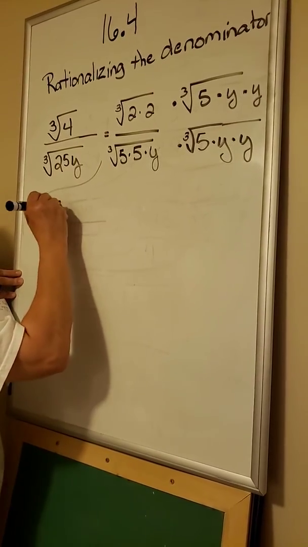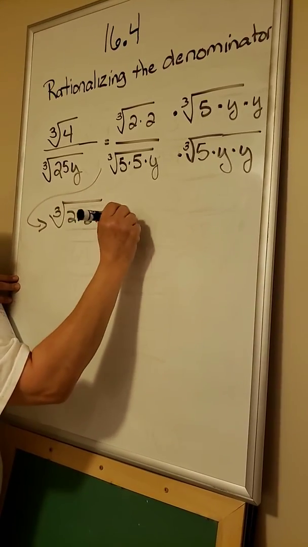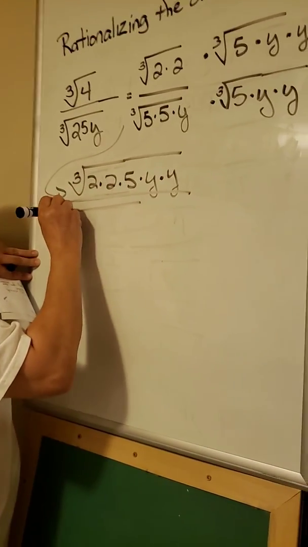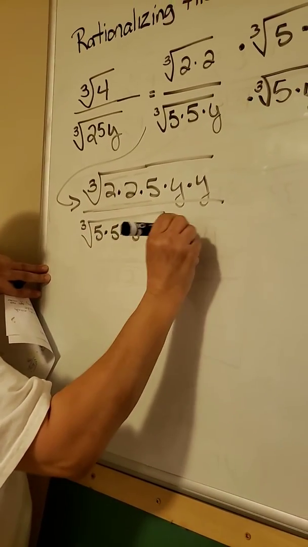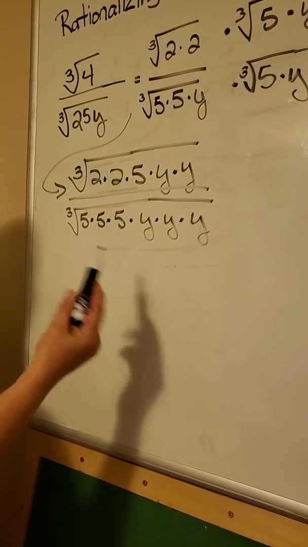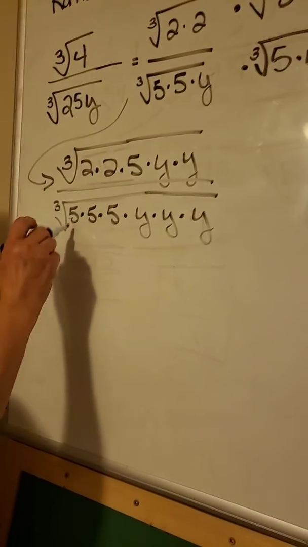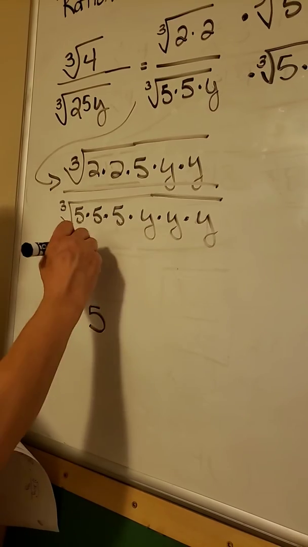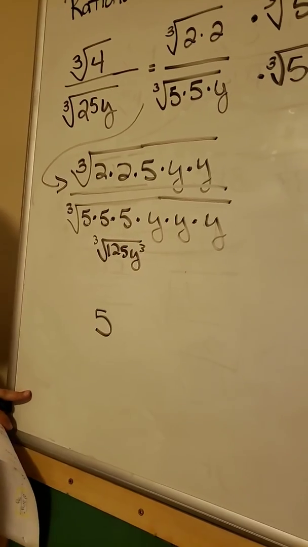So up on top, I'm going to have radical 2 times 5 times y over 5, y. Okay, so you don't even have to worry about 5 times 5 is 25, times 5 is 125. You can just go, oh, look, I have 3. 1, 2, 3. So I know that that's going to simplify into 5. Or if you want to write the whole thing out, go ahead. 125 over y cubed. And then put it in your calculator.